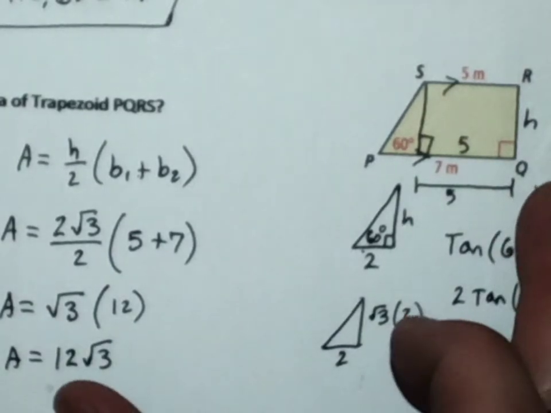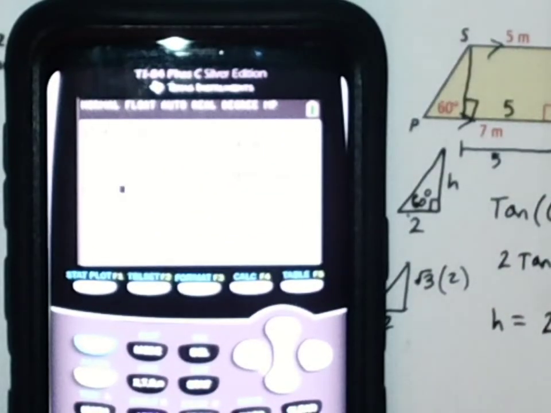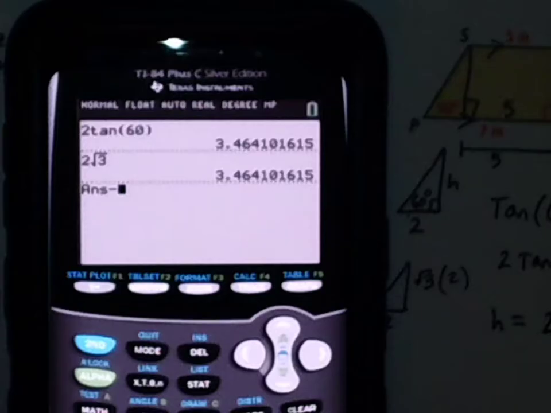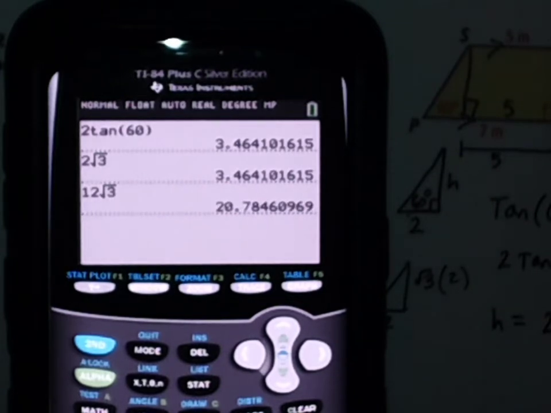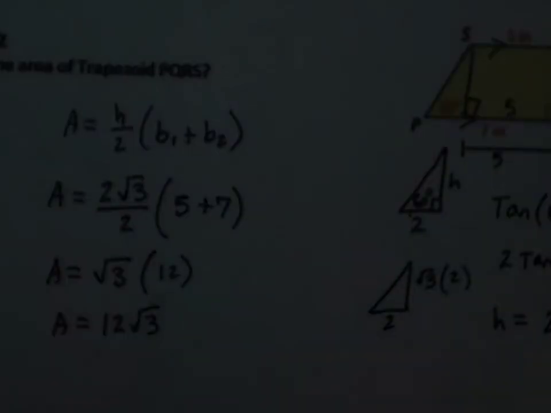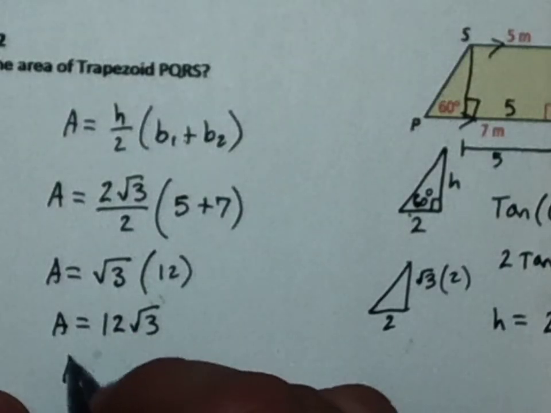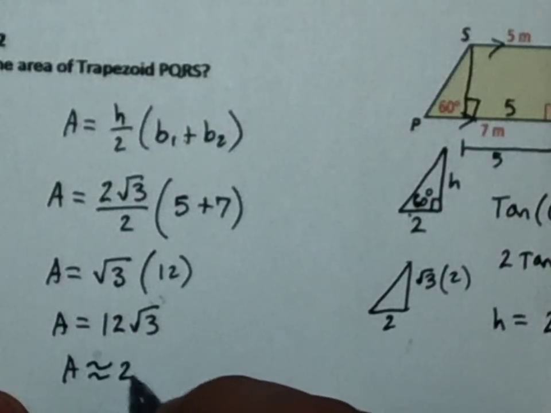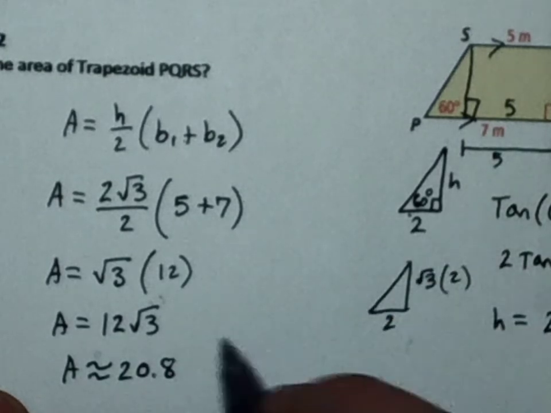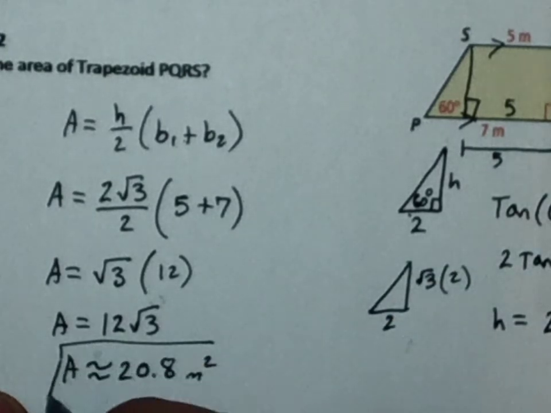If you take 12 times the square root of 3 on your calculator, you could round it. 12 times the square root of 3 on your calculator is 20. You could round that to the nearest tenth. Call that 20.8. So the area is about 20.8 rounded. And that would be in meters squared.